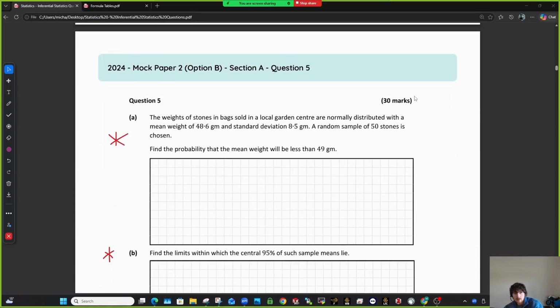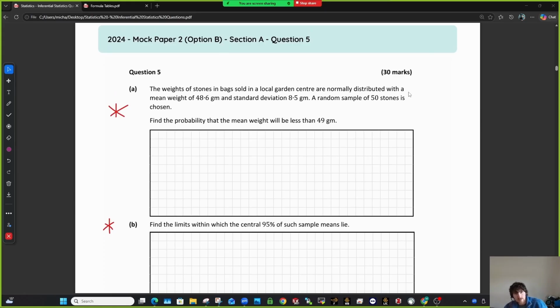Okay, so we have another question here. The weight of stones in a bag at a garden centre are normally distributed, and they have this mean and standard deviation. And then we're given a random sample of 50, so that's probably our n there.